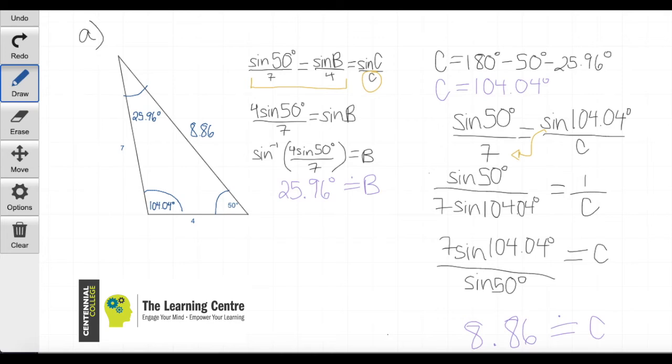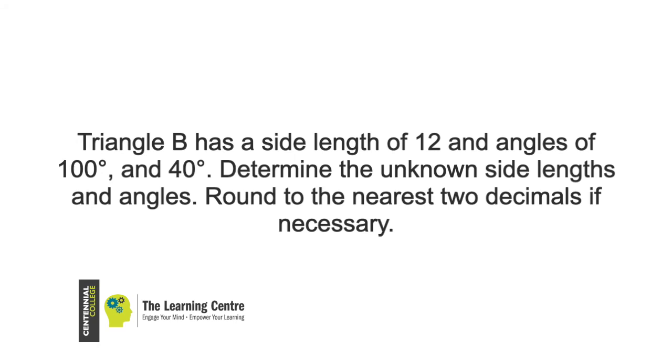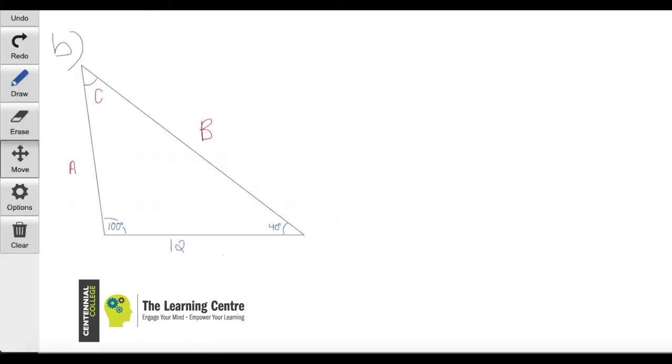Now we will move on to our second question. Triangle B has a side length of 12 and angles 100 degrees and 40 degrees. Determine the unknown side lengths and angles. Round to the nearest 2 decimals if necessary.